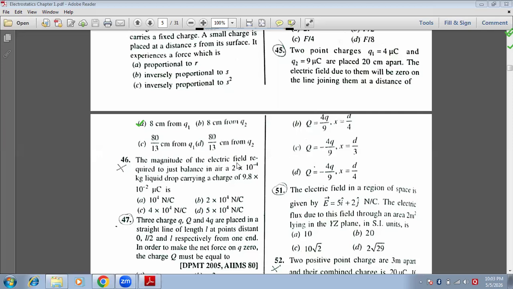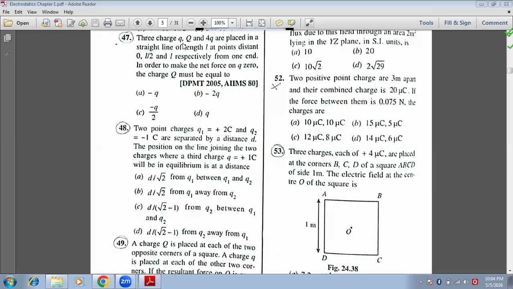The magnitude of the electric field required to just balance in air a 2 into 10 raised to the power minus 4 kilogram liquid drop carrying a charge of 9.8 into 10 raised to the power minus 2 microcoulomb is: option A, 10 raised to the power 4 Newton per coulomb; option B, 2 into 10 raised to the power 4 Newton per coulomb; option C, 4 into 10 raised to the power 4 Newton per coulomb; option D, 5 into 10 raised to the power 4 Newton per coulomb. Correct answer, option B, 2 into 10 raised to the power 4 Newton per coulomb.